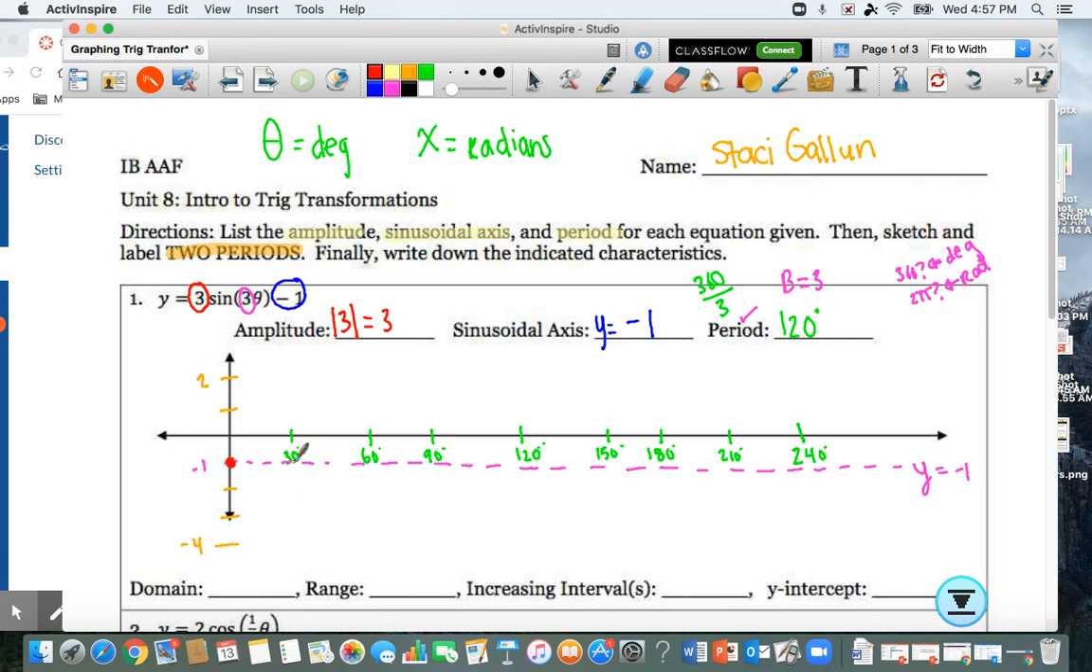If I plugged in 30, 30 times 3, what's 30 times 3? I don't know if I believe it. It's 90. And what's the sine of 90? Oh, that was one of the special angles. That was 1, right? Yeah, the sine of 90 degrees is 1. 3 times 1 is 3. Minus 1 is 2. Oh my gosh, look at that. So 32. That's cool. This does work.